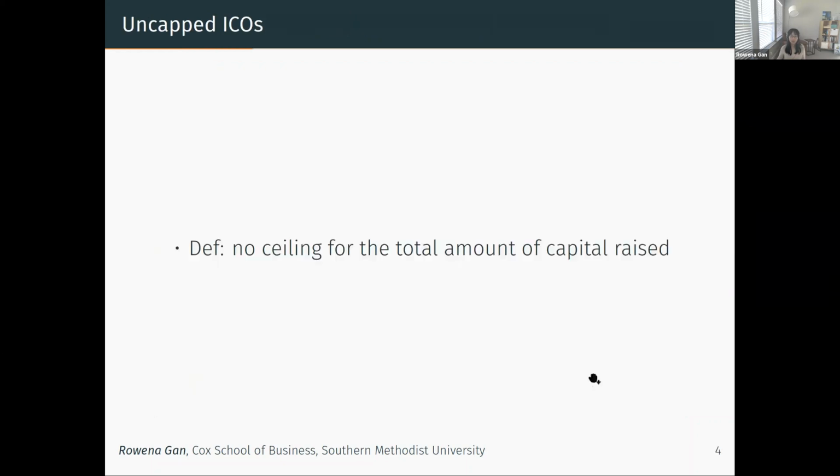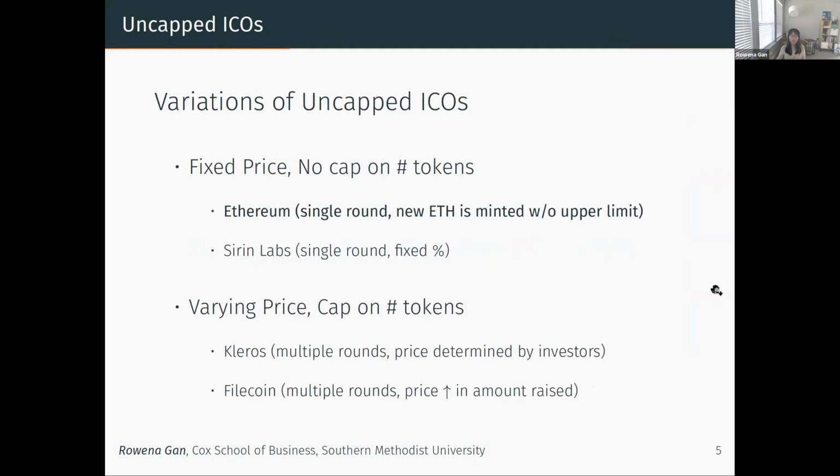Now, most existing studies on ICOs focus on capped ones, but in our paper, we focus on a different type of ICO called uncapped ICOs. By uncapped, I mean that there's no artificial ceiling for the total amount of capital raised. This means that either the price of the token has no upper bound or the number of tokens sold is unlimited. In this talk, we aim to understand how uncapped ICOs can fund service platforms under network effects.